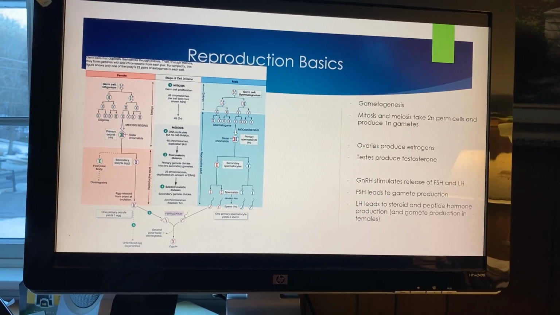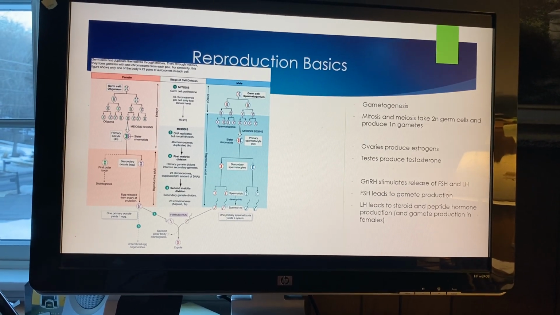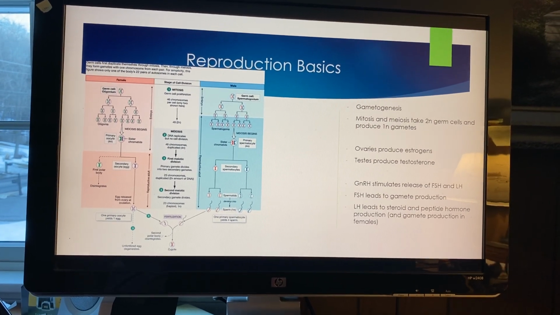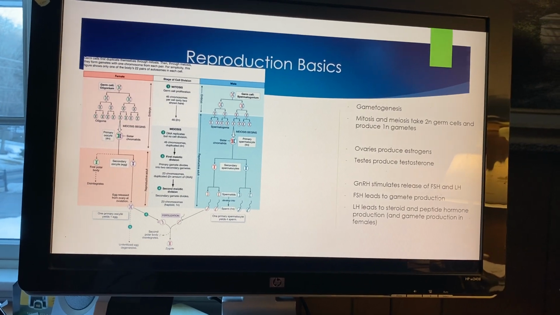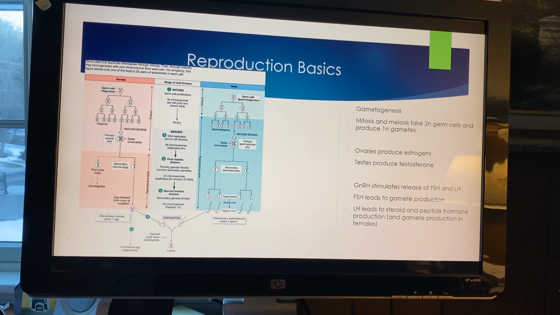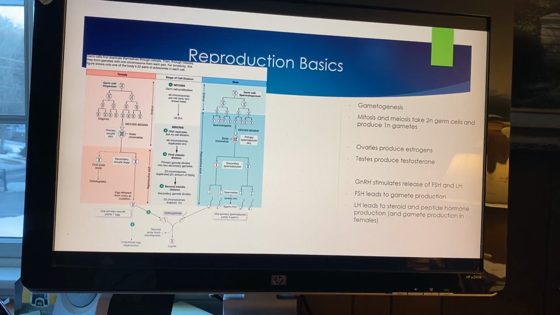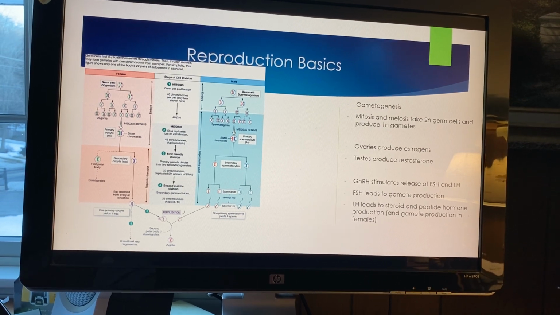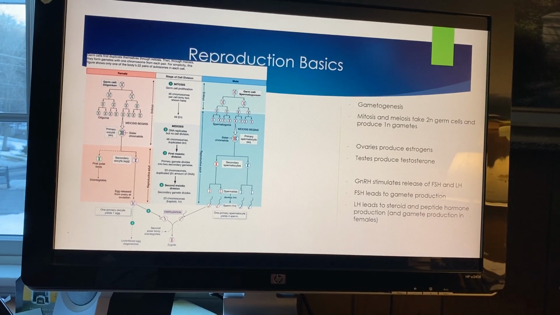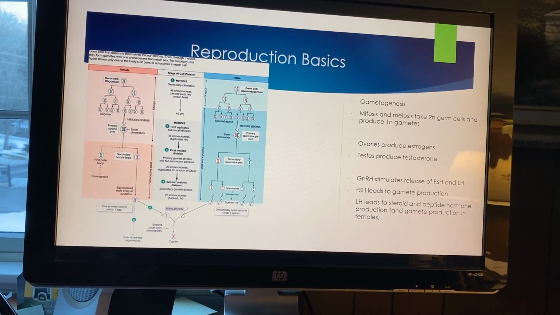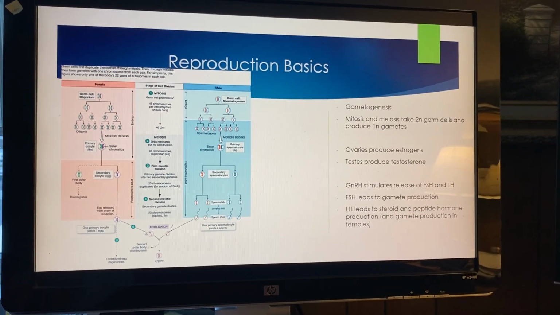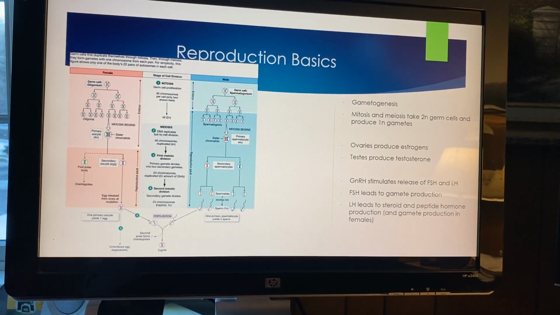Here we'll go over some reproduction basics, mainly gametogenesis. So in gametogenesis, mitosis and meiosis take 2n germ cells and eventually produce 1n gametes. If you look on the left-hand side of the image, on the male side, we see that the germ cell is the spermatogonium. The only round of mitosis produces the primary spermatocyte. The first round of meiosis produces secondary spermatocytes. And the second round of meiosis produces the spermatids, which form the sperm. One primary spermatocyte yields 4 sperm.